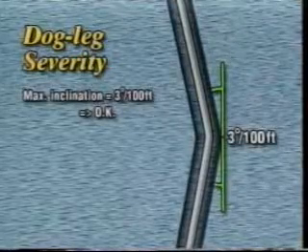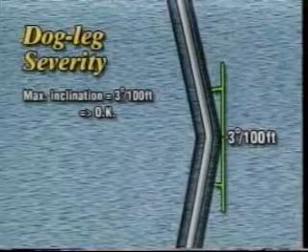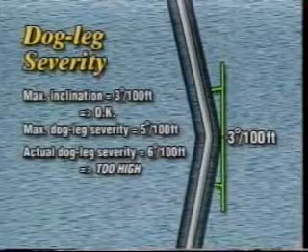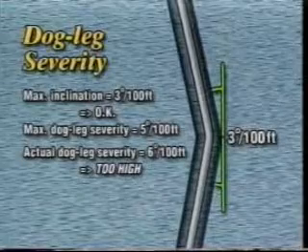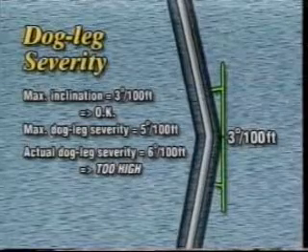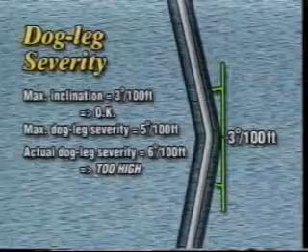Note that it's possible to run into problems even when the departure from vertical is within an acceptable range. Here, even though the inclination is within its assigned limit of 3 degrees per 100 feet, the dogleg severity is too high. This illustrates the importance of measuring both inclination and direction, even on vertical wells.